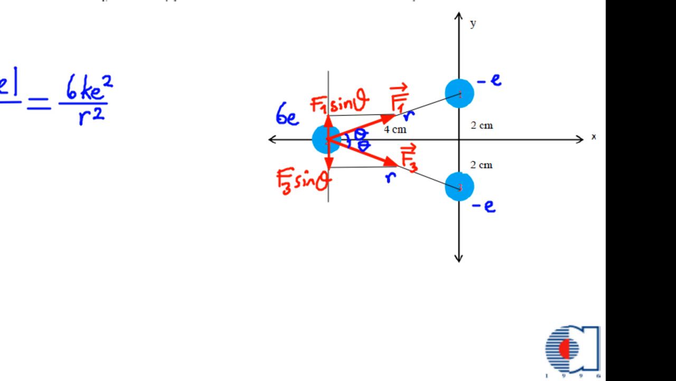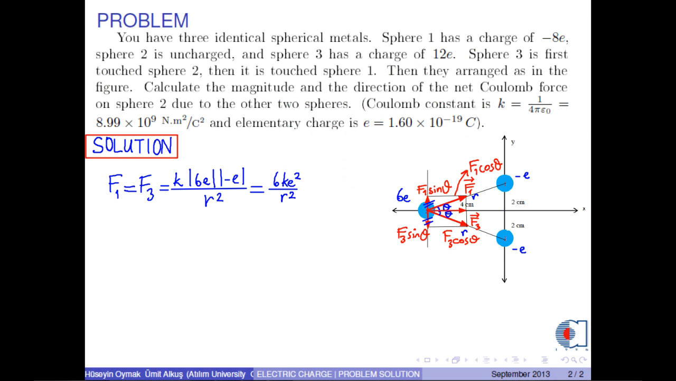According to the figure, it is easily seen that the y components of F1 and F3 are equal, so they cancel. We are left with the x components of F1 and F3, which are F1 times cosine theta and F3 times cosine theta. So the net force on sphere 2, which is F1 plus F3, is calculated as 2 times F1 times cosine theta i hat, because the net force is in the positive x direction.